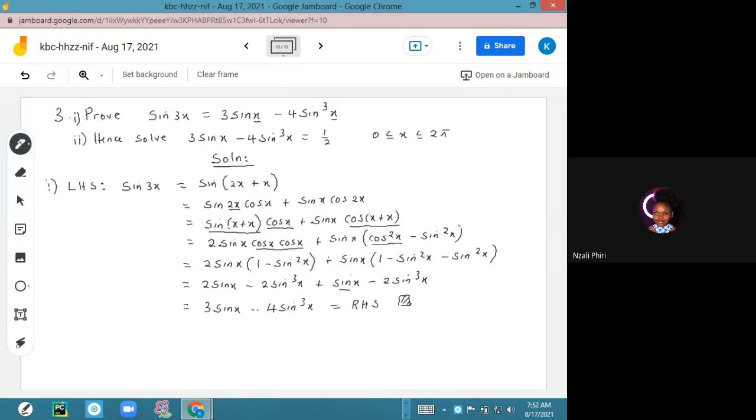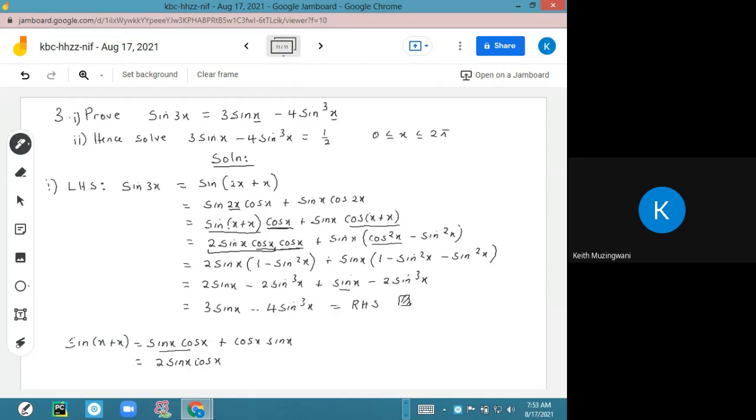Where did that cos x come from? We have sine x plus x given as sine x cos x plus cos x sine x. Since they're the same, if we add them, we'll have 2 sine x cos x. That's where this came from. Then we had the cos x multiplying, so we have another cos x. Is it okay? Yes, I've understood. Okay.